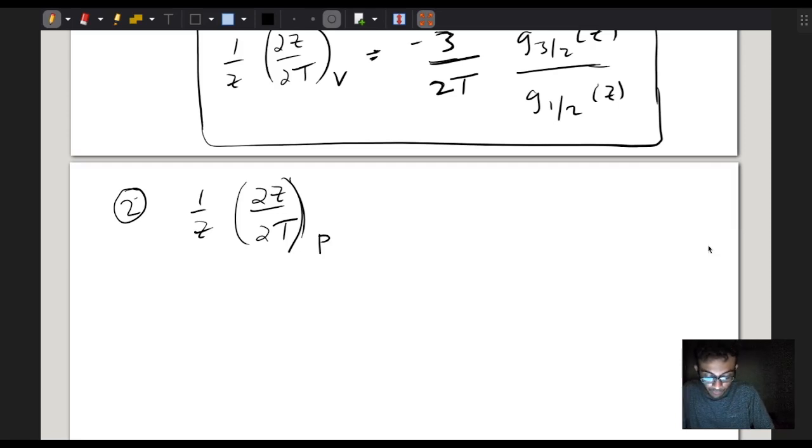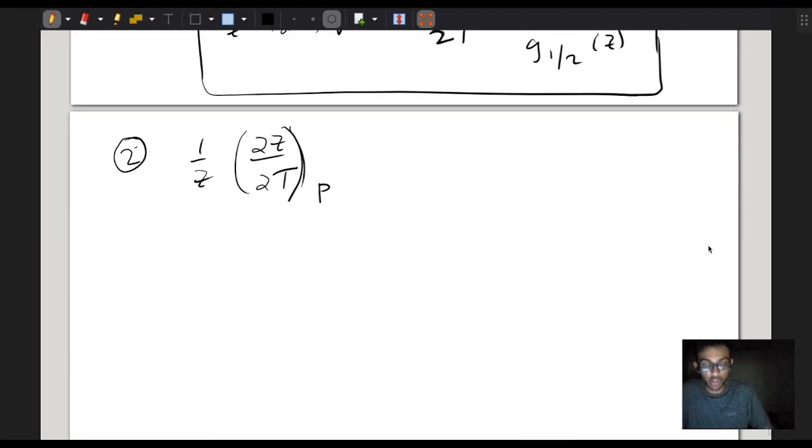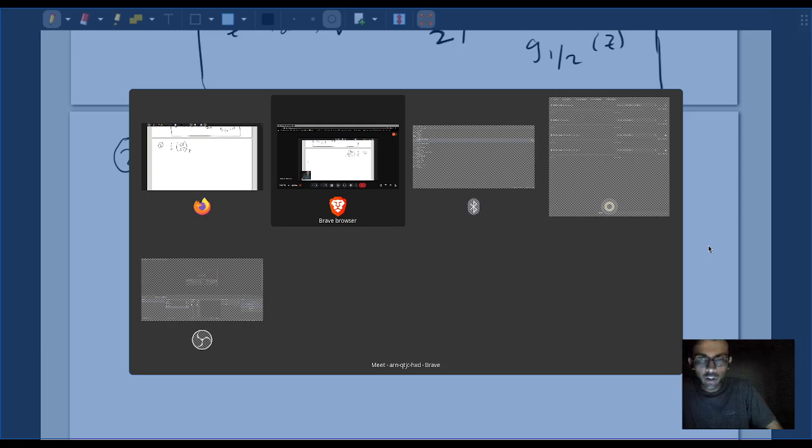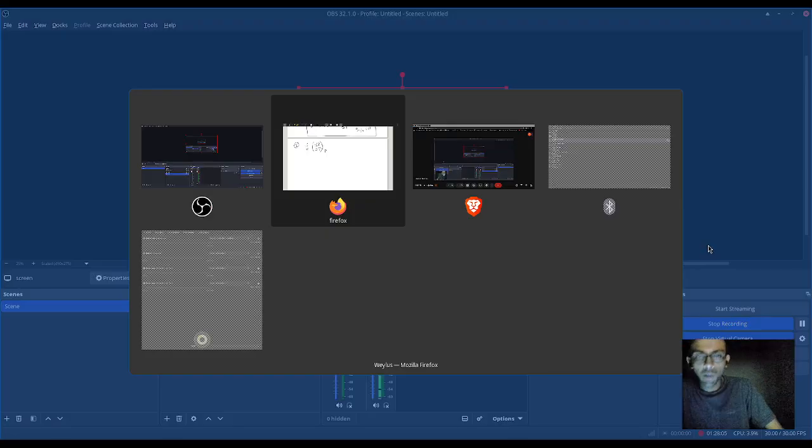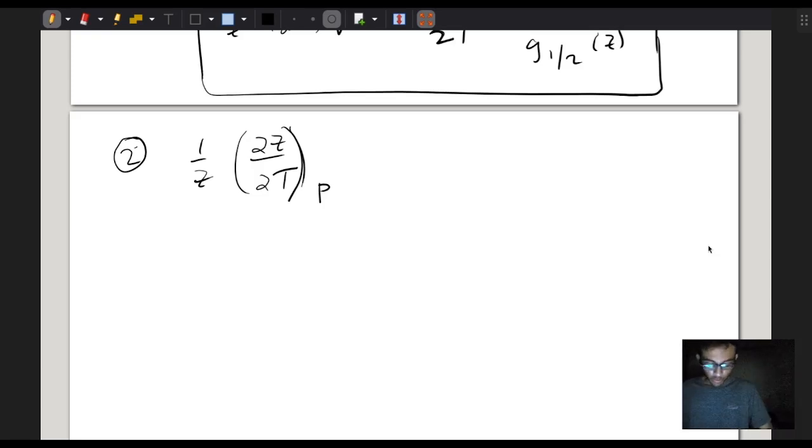So let's calculate this now. We can just start with the pressure equation, some expression for pressure in terms of the Bose-Einstein functions, and then we can take a derivative keeping the pressure constant. That would give us this quantity.